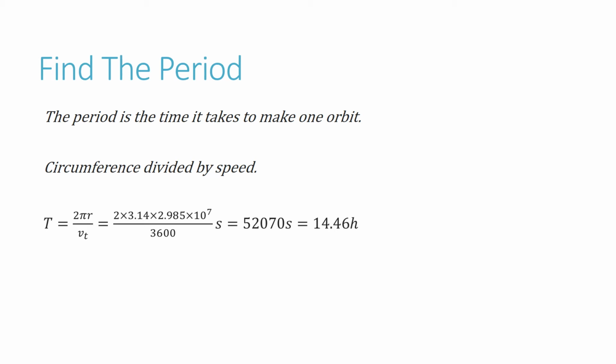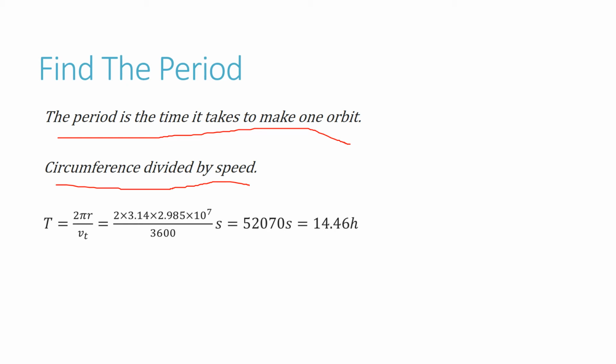Okay, now it's time to solve part B, which is pretty easy because we did all the hard work to find what that radius was. And this is find the period. The period is the time it takes to make one orbit, which is easily put as circumference divided by the speed.